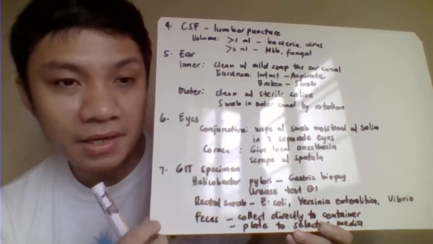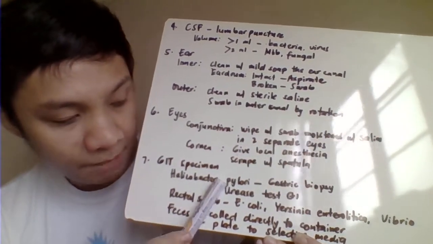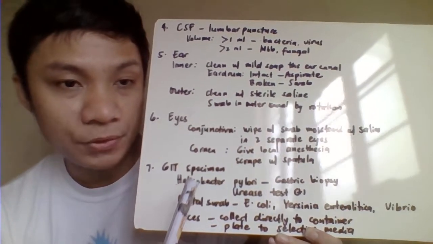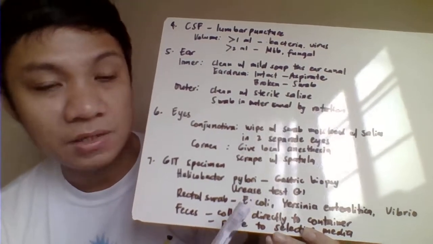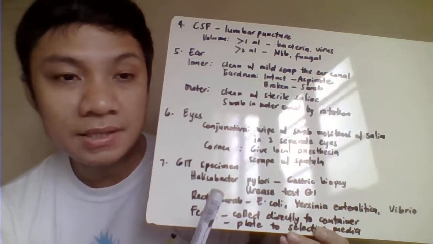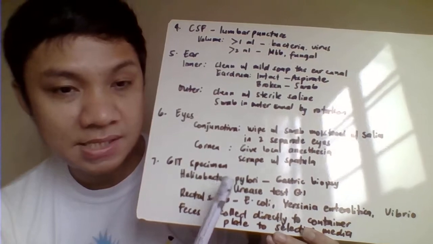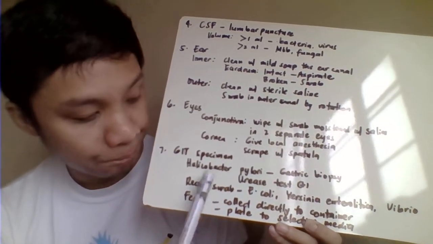Okay, then we have here the gastrointestinal tract specimen for the case of Helicobacter pylori. Helicobacter pylori is a causative agent of your peptic ulcer. So it's being collected by gastric biopsy. Again, this is performed by the physician. Another test, we have here the biochemical test urease. This will give a positive result with Helicobacter pylori.